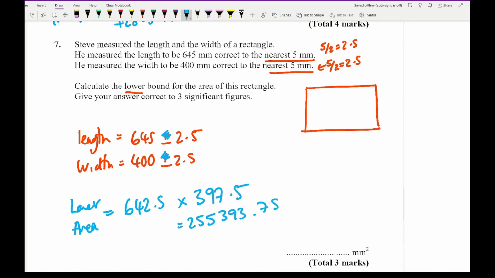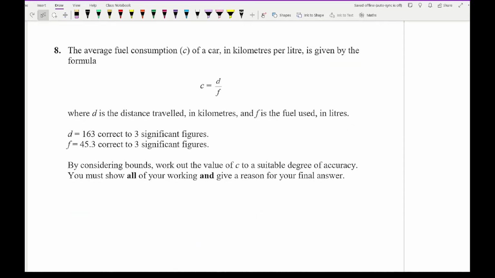255,393.75. But because the question has asked me to round it to 3 sig fig, my third significant figure represents 1,000, so I want to round this number to the nearest 1,000, which gives me 255,000, and again circling that, less than 4 turns all the other numbers into zeros, and so we get our answer of 255,000. So moving on to question 8, which thankfully does not involve a rectangle.